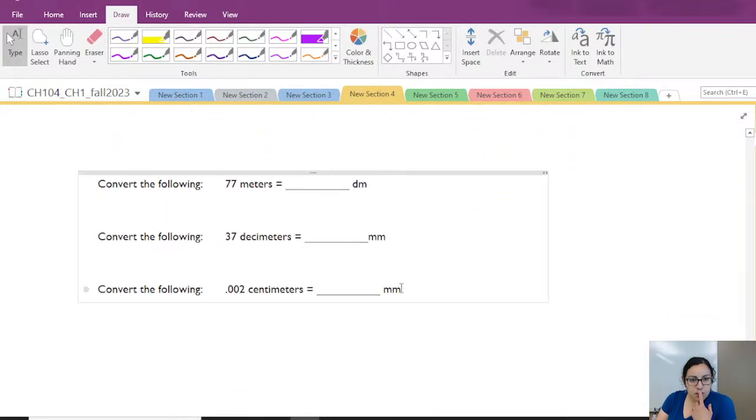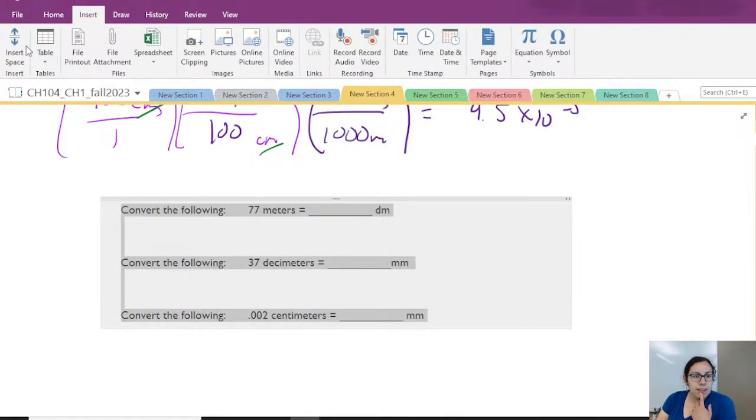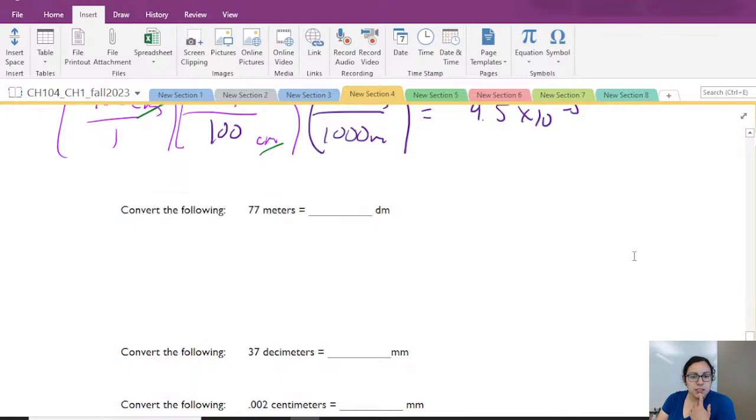Excellent. All right, let's try the next one. Any brave soul want to put this one up there? The meters to decimeters. Decimeters is just an awkward one. We don't use it too much. Who wants to go for it?